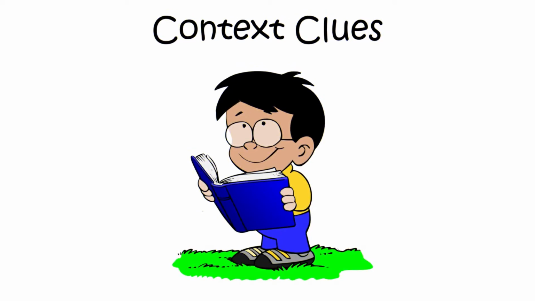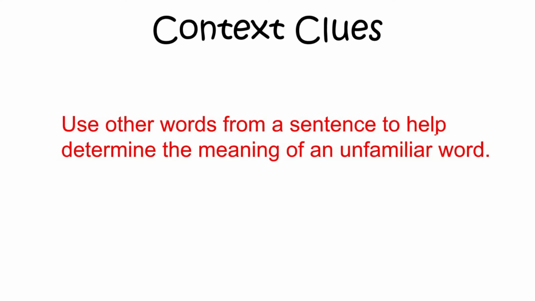Have you ever been reading and come across a word for which you did not know the meaning? One strategy you can use to help determine the meaning of an unknown word is to look at the other words in the sentence. These other words, when used as clues, are called context clues.